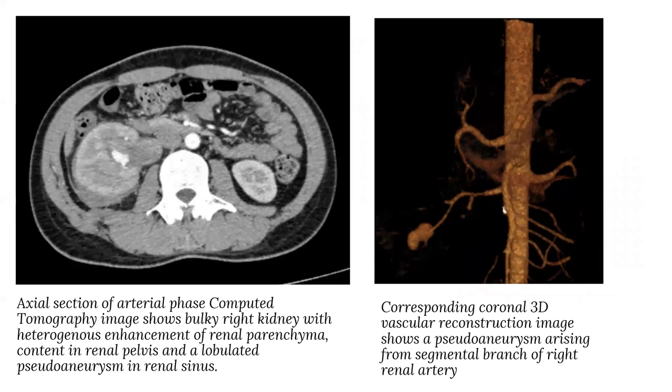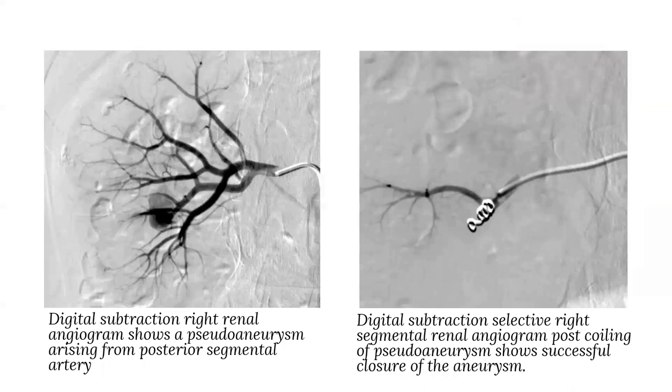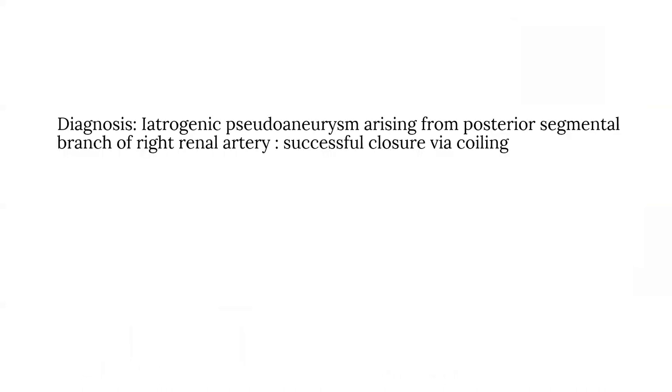Here is the corresponding axial CT image and the corresponding coronal 3D vascular reconstruction image of the same patient, which shows a lobulated pseudoaneurysm in the renal sinus with heterogeneous enhancement of the renal parenchyma and the content in the pelvis, which suggests hematoma in the renal pelvis. These are the digital subtraction images of the pseudoaneurysm, which was successfully managed by coiling. Hence, a diagnosis of iatrogenic pseudoaneurysm arising from the posterior segmental branch of the right renal artery was made, which was coiled successfully.